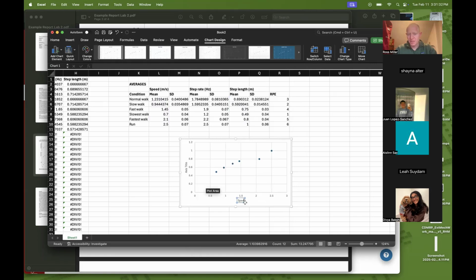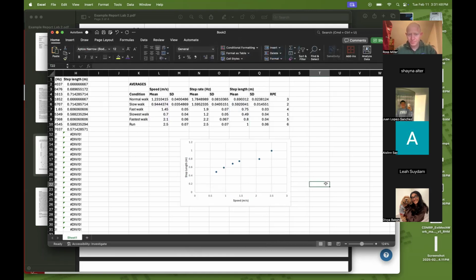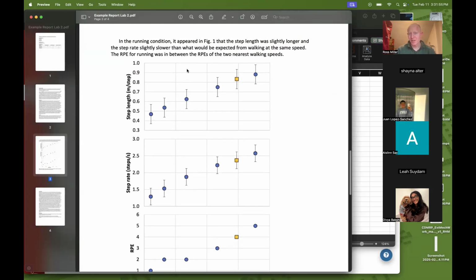So I'll say this is speed in units meters per second. And I like to make it bold, so it's a little offset there. And then here on the y-axis, that was step length in units of meters. And I again like to make that bold. So now you can look at that and go back to my example here and say, okay, it's starting to resemble that plot that we had there in the example.